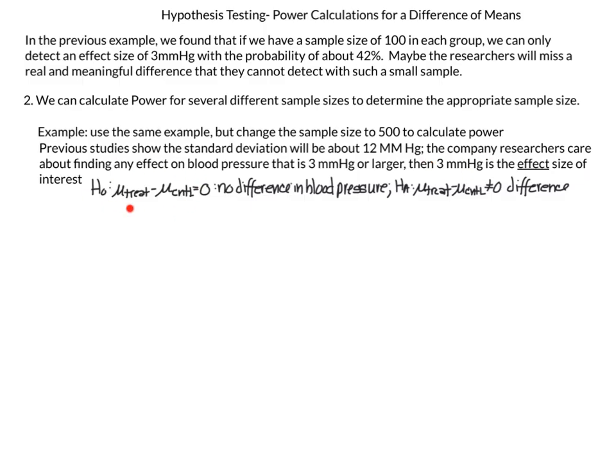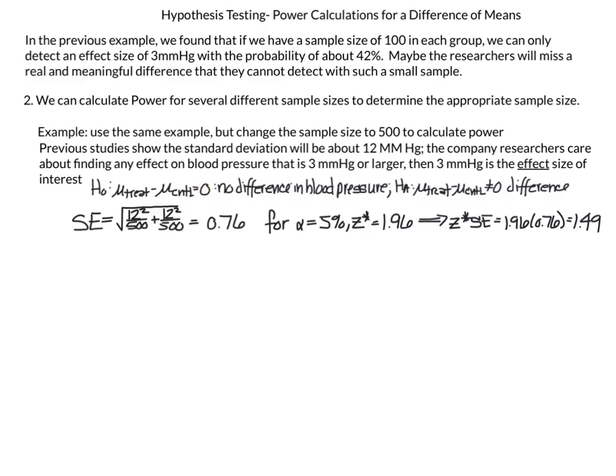We have our null hypothesis that says there's no difference in blood pressure. In other words, the treatment really has no advantage over the traditional treatment that we currently have. Our standard deviation, 12 mmHg, is the same. However, our standard error is going to change because our sample size has changed. So our standard error is going to go down to 0.76.